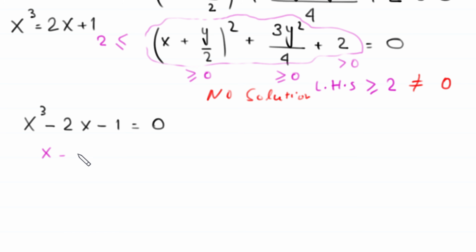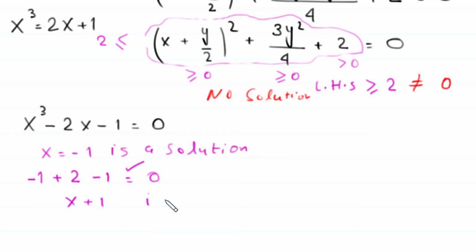Now in this cubic equation, if we check x is equal to negative 1, then this will become negative 1 cubed is negative 1, and negative 1 times negative 2 plus 2, this negative 1 is equal to 0. This is true, which means that x is equal to negative 1 is a solution of this cubic equation, which also means that x plus 1 is a factor of this cubic equation.